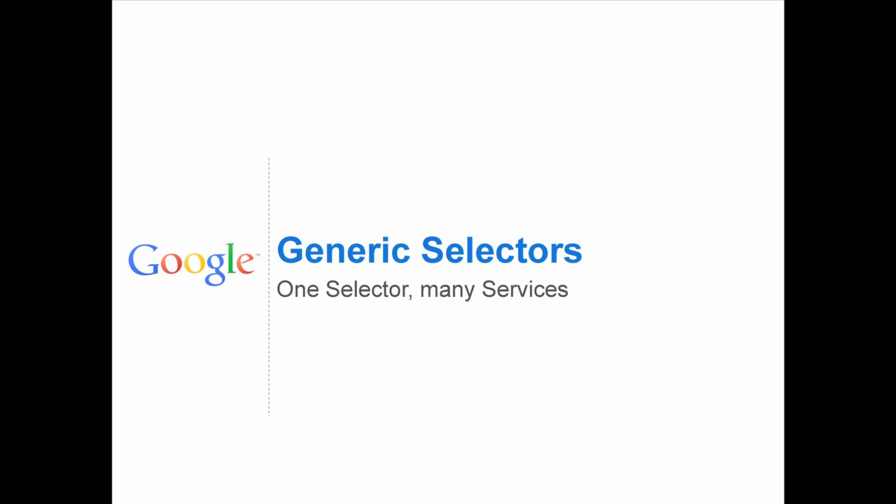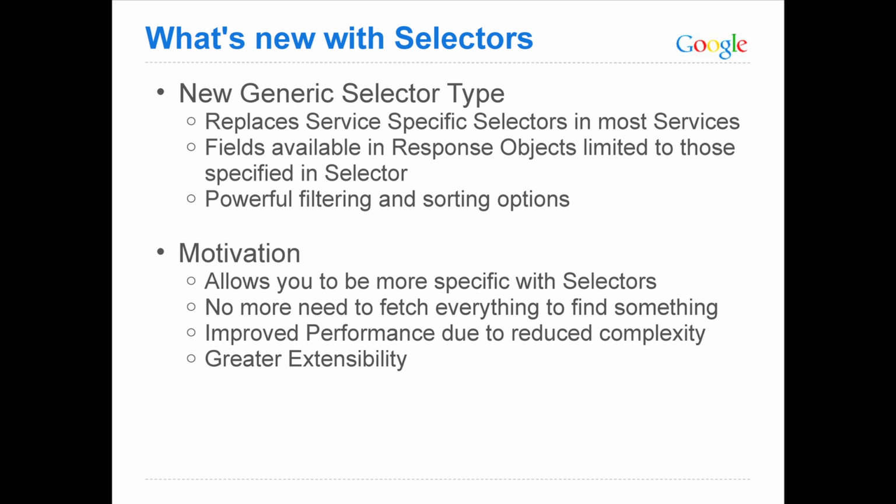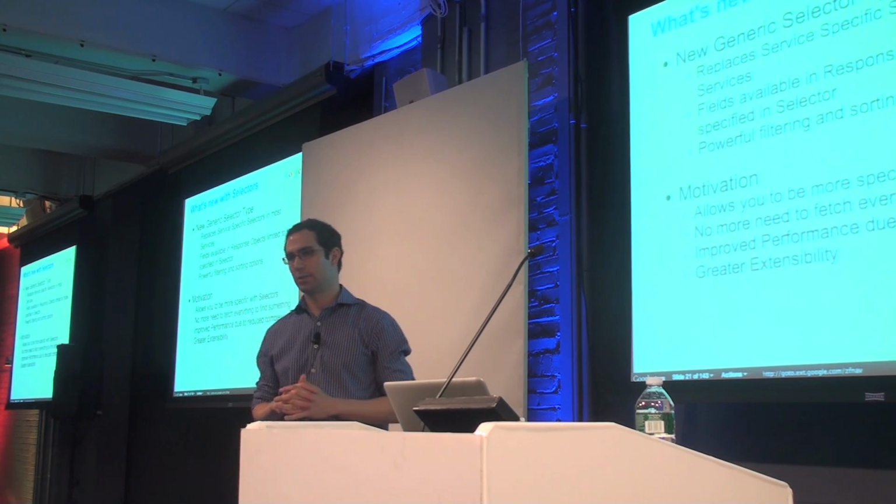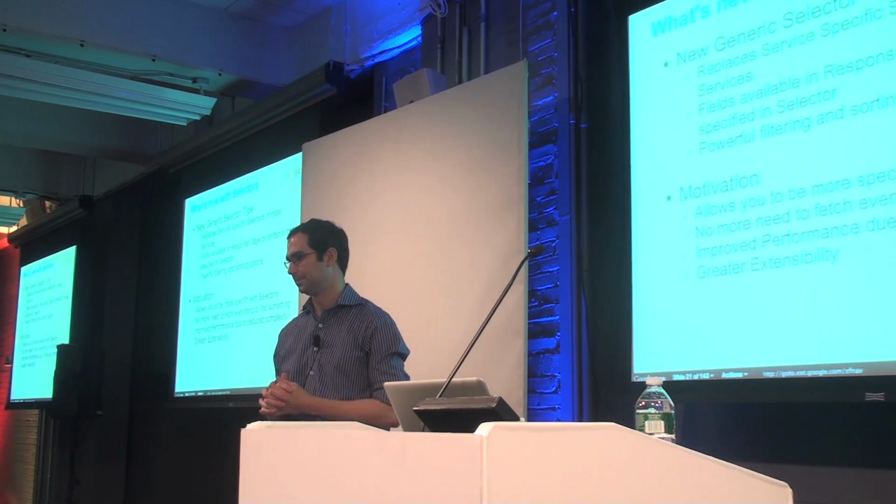Generic selectors. We have a new generic selector type. It replaces the service-specific selectors that you've been using before. So whereas, say, campaign service had its own selector type, now we have one single selector object that is used across services. Now, the biggest difference you will notice immediately is that instead of selecting all of the fields for an object at once, you now have to specify the individual fields that you want back. This also provides for powerful filtering and sorting options within your selectors.